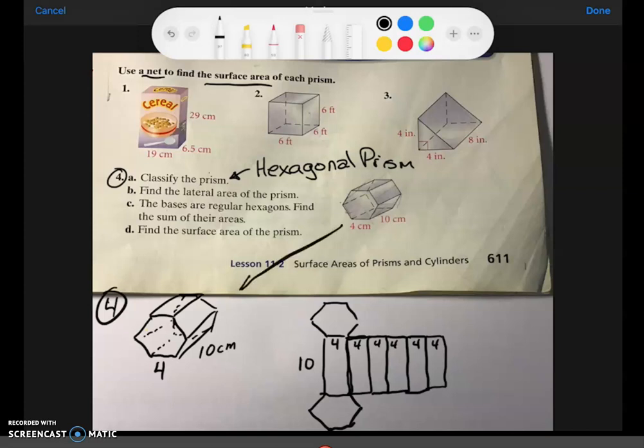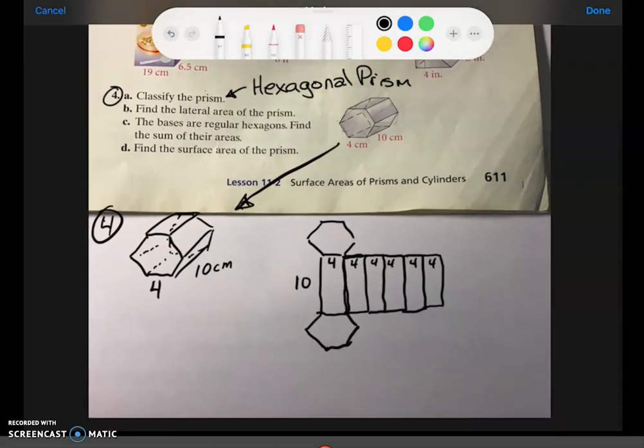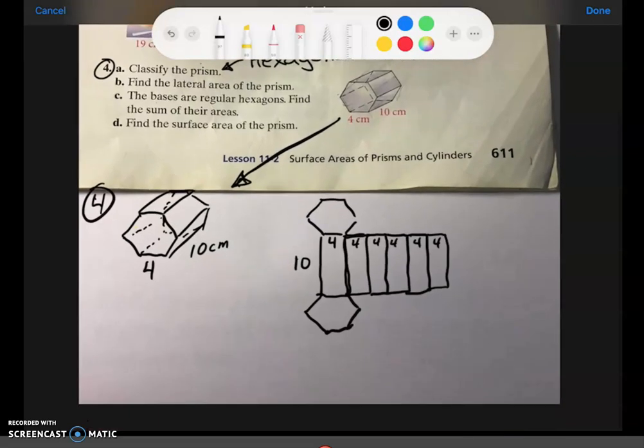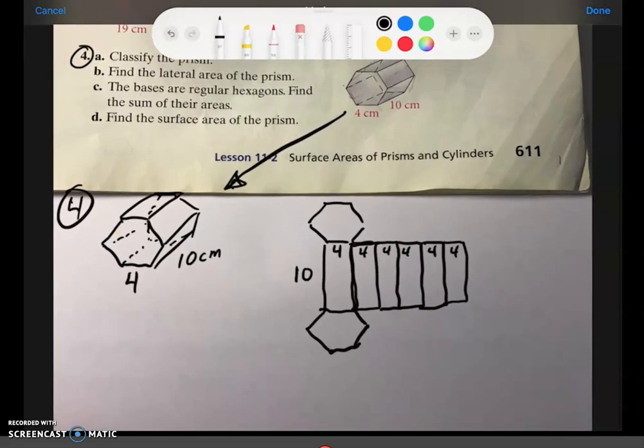Now, I drew the picture here, and more importantly, I drew a net, and we're going to do most of the work here on this net.